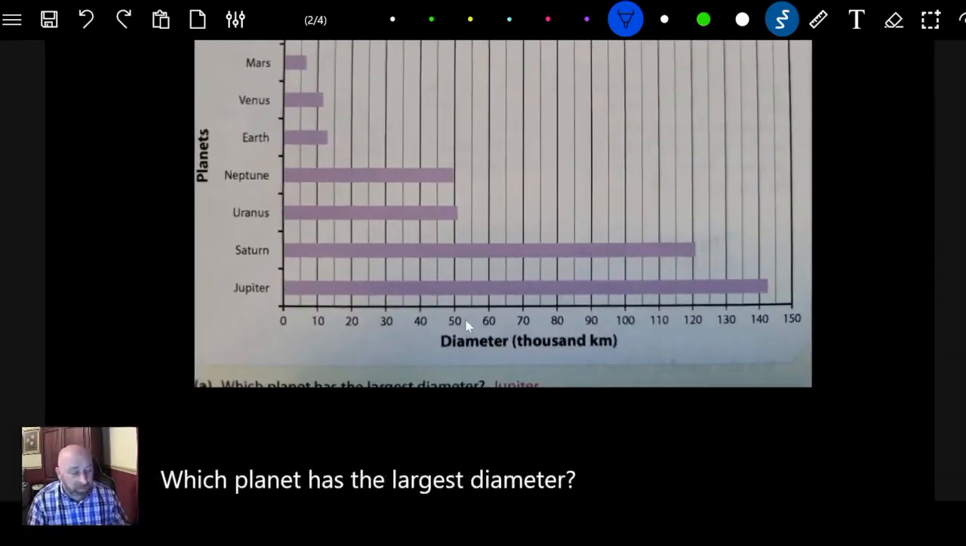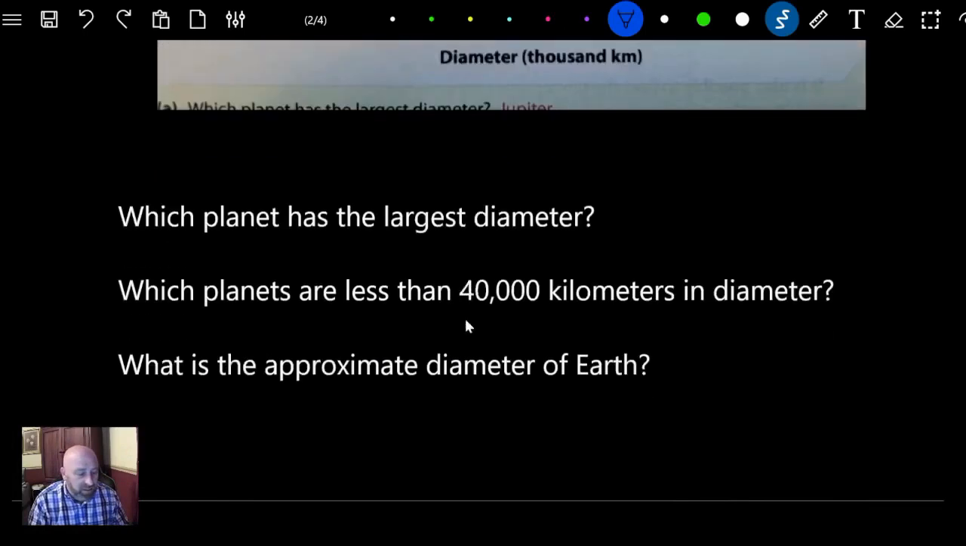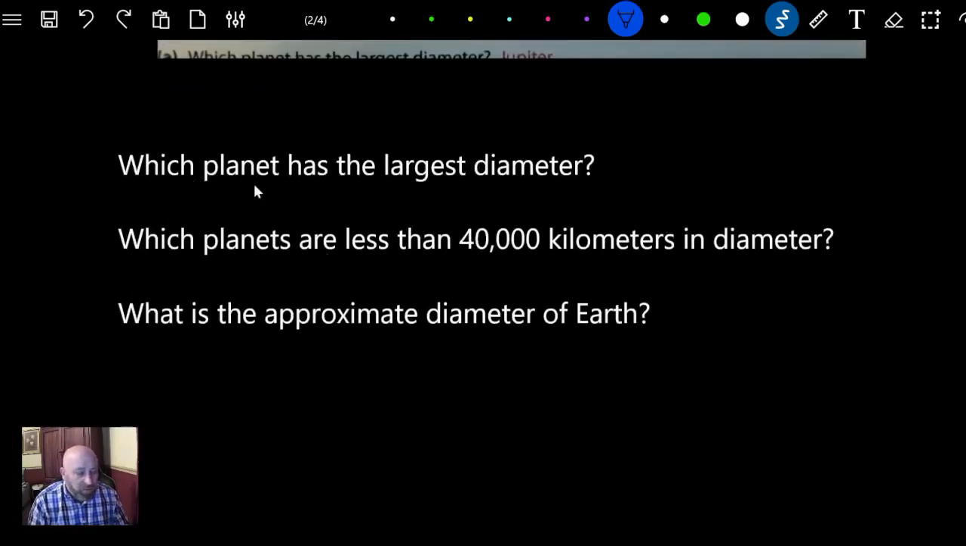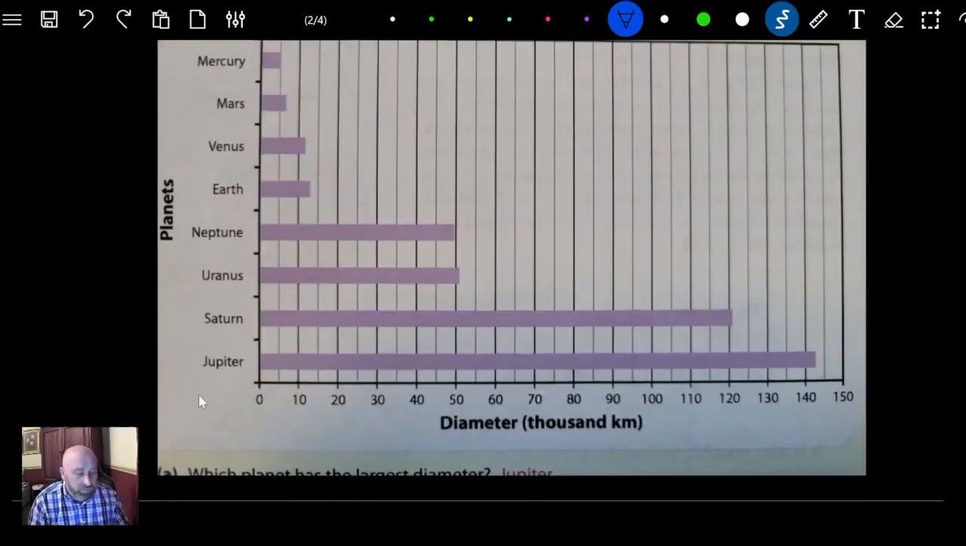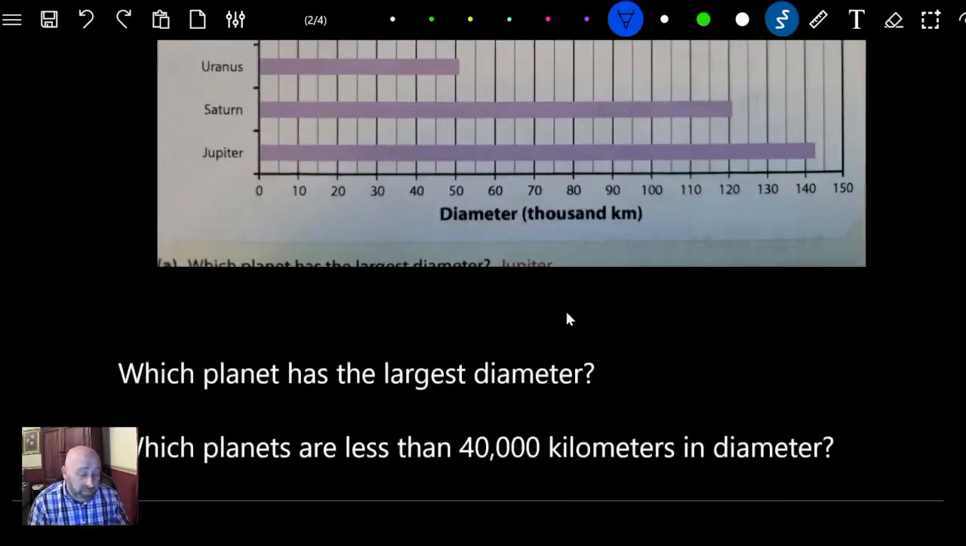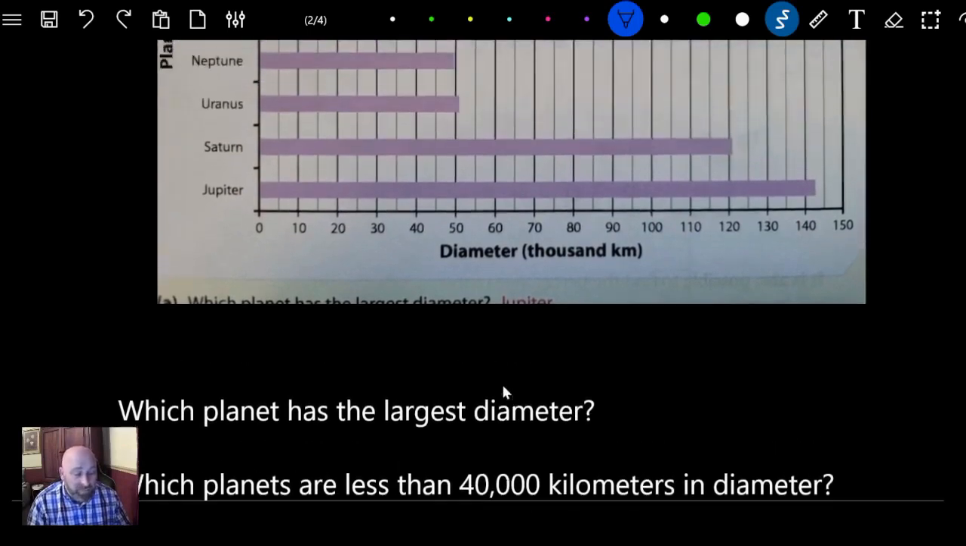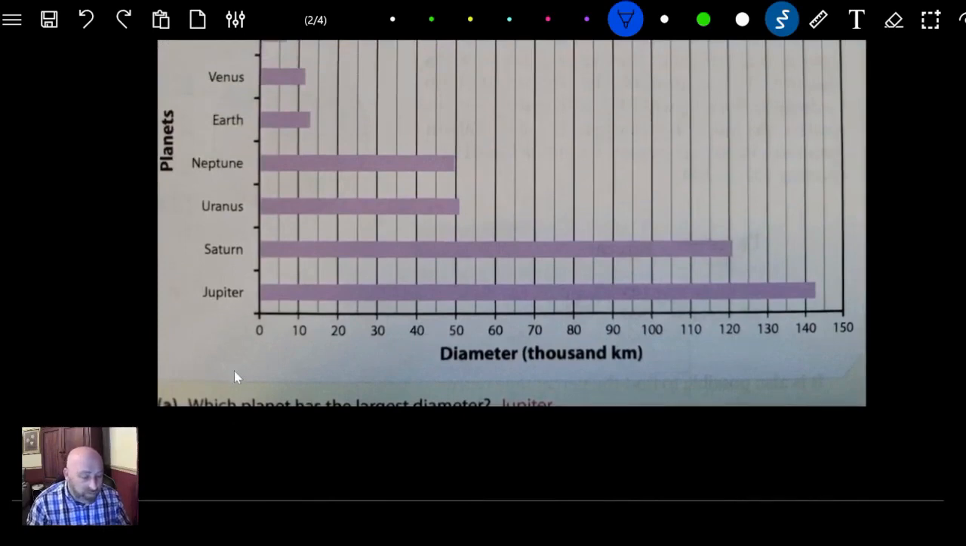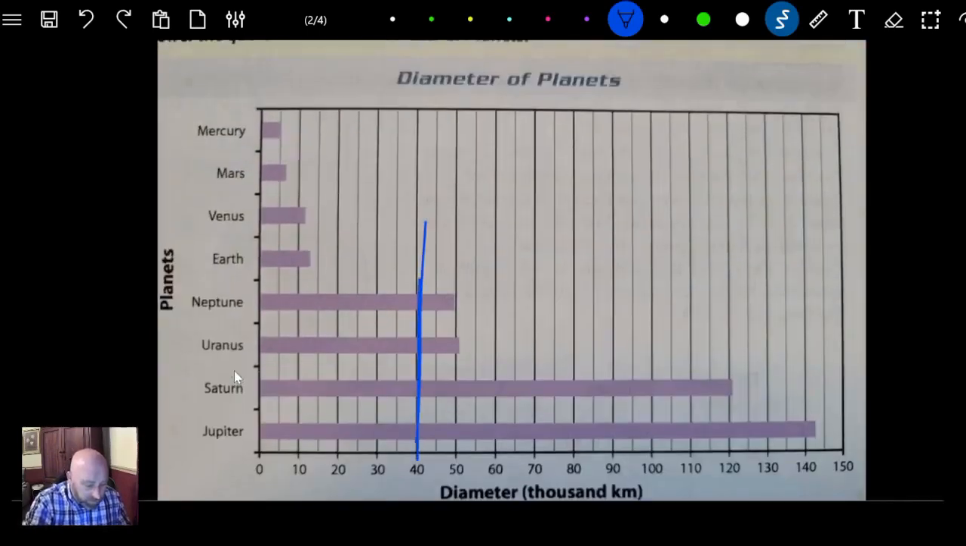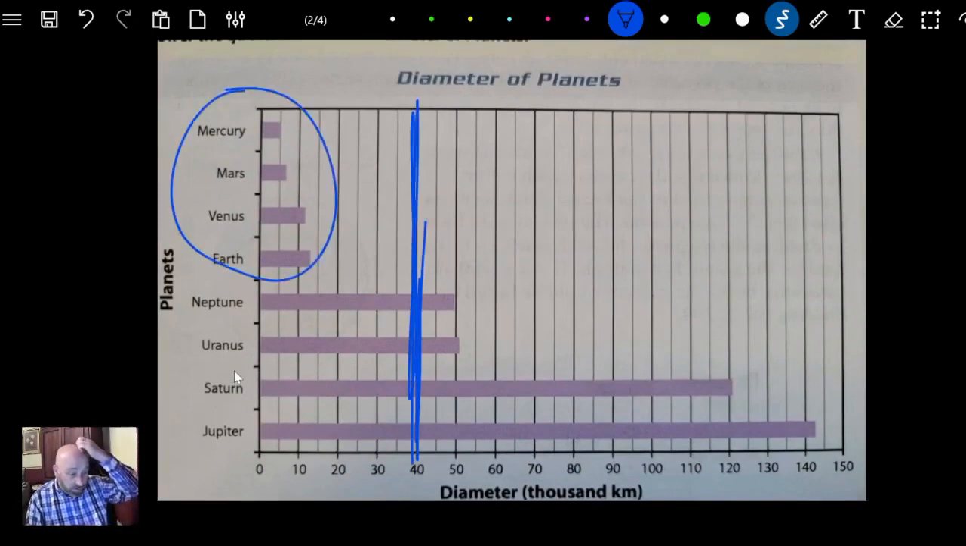All right, so let's go down here to these questions, and then let's answer these questions real quick. Which planet has the largest diameter? Well, look at Jupiter, way over here. Almost 140,000, 145,000, 143 maybe. That's a big planet. Okay? Which planets are less than 40,000? So you'd go over here to the 40, okay? And then look here. So we got 40. Which ones are less? Well, these guys right here: Mercury, Mars, Venus, and Earth.